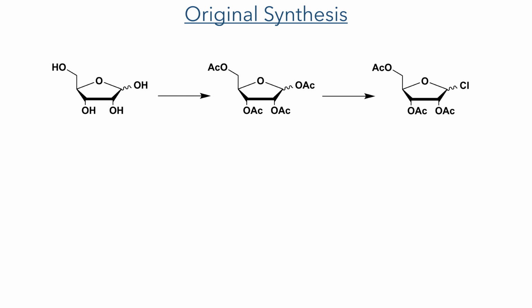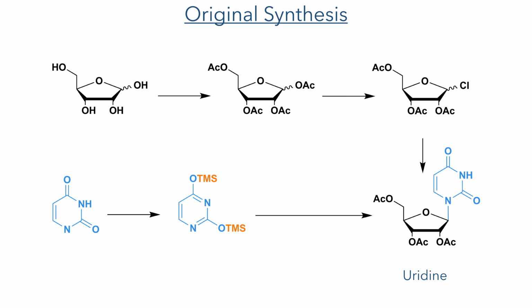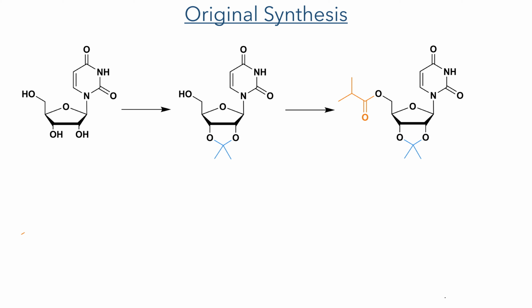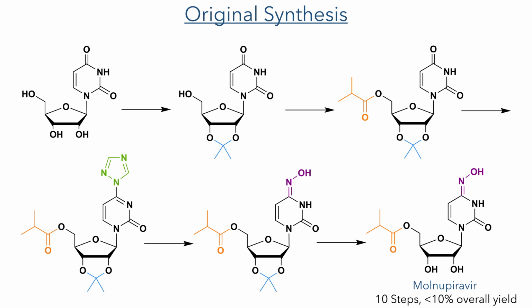In its original synthesis, it was made using typical carbohydrate chemistry. Starting with ribose, the hydroxyl groups are first protected as acetates, the anomeric position is converted to a chloride, and this is reacted with a silylated uracil in a Silyl-Hilbert-Johnson reaction. The acetate esters of the protected uridine are then hydrolyzed, and the cis-2,3-hydroxyl motif is protected as an acetonide.